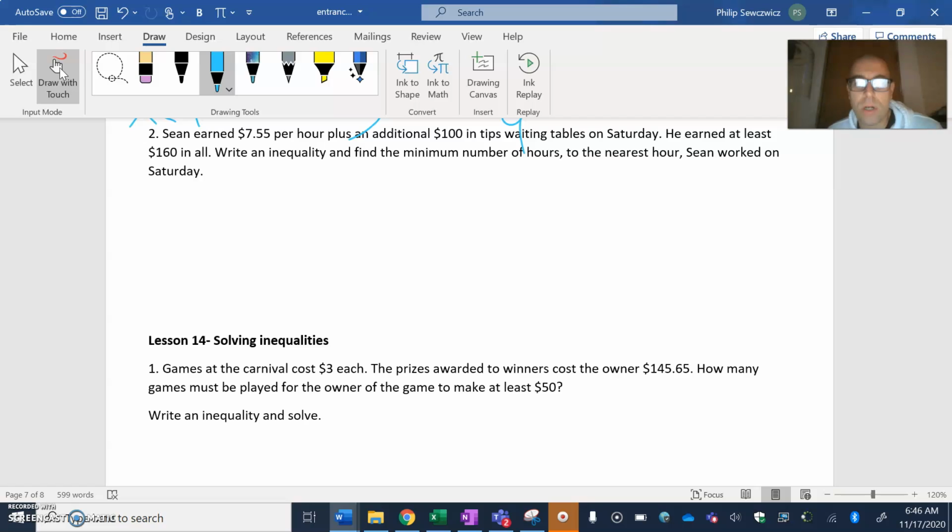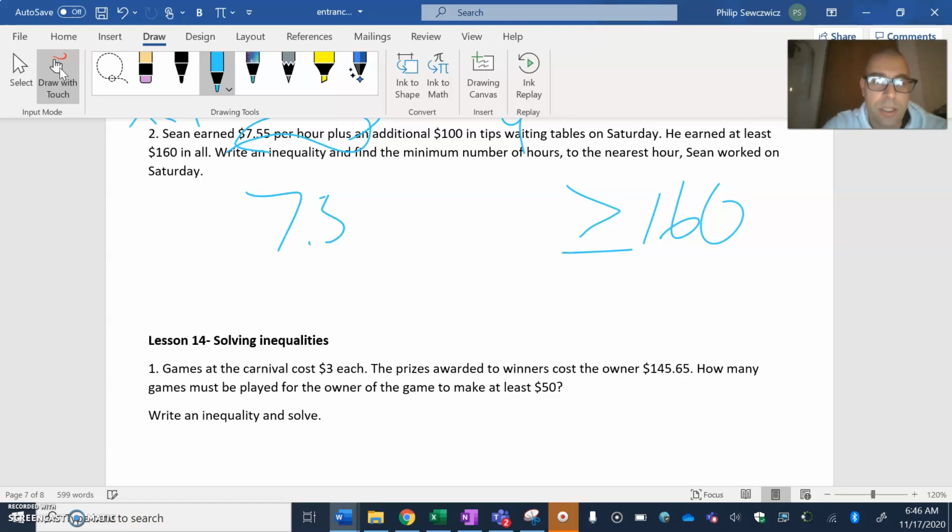Okay, so he earned at least 160. So did he earn more than 160 or less than 160? Well, if the least it was 160, we know it's going to be greater than or equal to 160 because that's the least it was. Could be more, but we know we got at least 160. With $7.55 per hour, we've seen this enough with solving equations that we know it's going to be a multiplication problem. And then he's got an additional $100 in tips. So we want to know how many hours it takes him to get to that dollar amount.